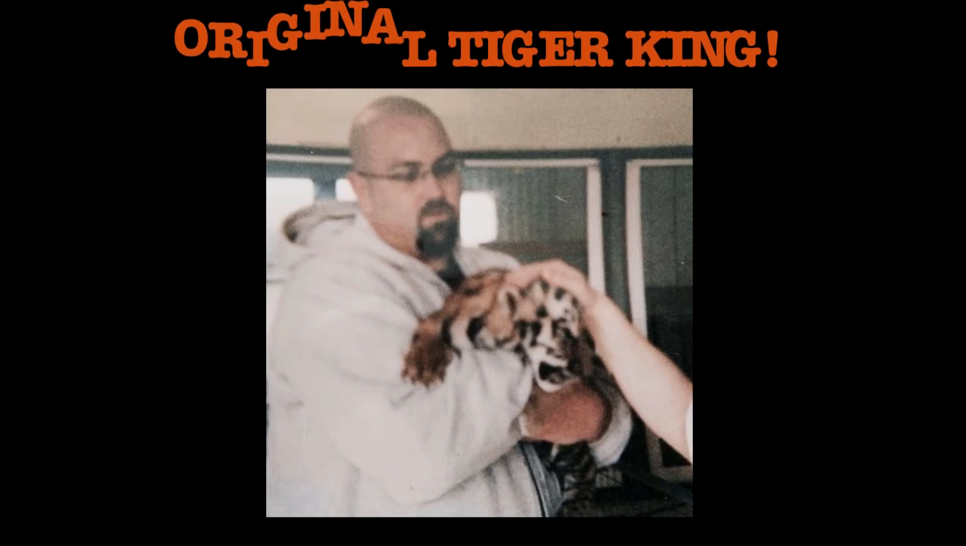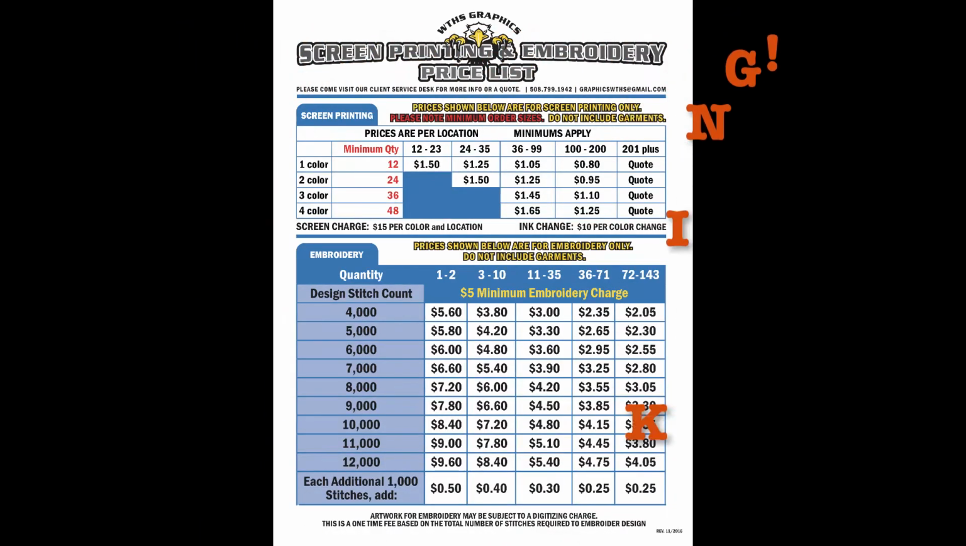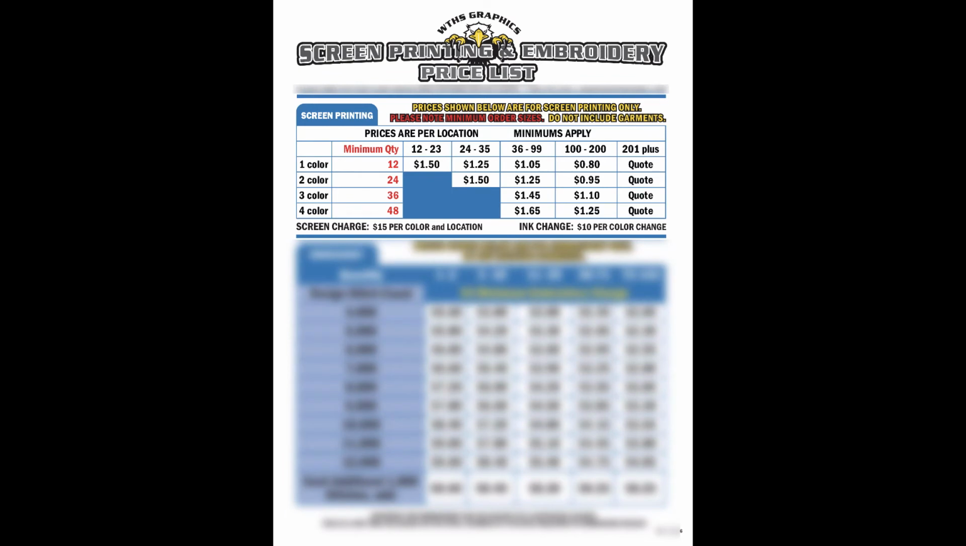So this week we're supposed to be talking about entrepreneurship, and I thought it'd be a good time to talk about our screen printing and pricing and quoting and what's involved with that. The first thing that I want to talk about is how to use this chart. If you can see the chart, there's a color list: 1, 2, 3, 4 colors, and then there are some quantities, like 12 to 23, 24 to 35, etc. These are very important for us because they show us where to start with the pricing. Along with that, there's going to be a screen charge.